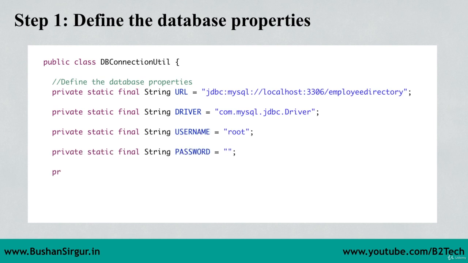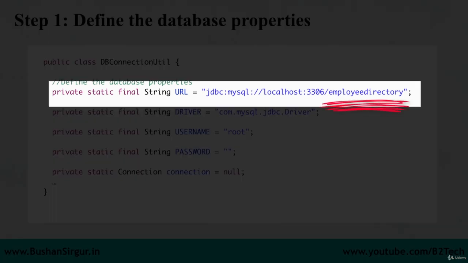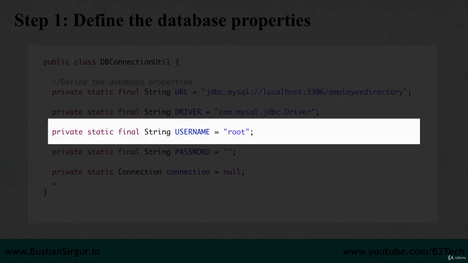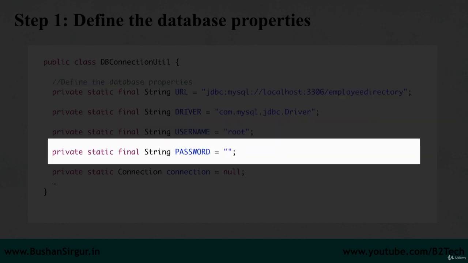Alright, the first step is to define the database properties. The URL, driver, username, and password. We will also be creating a reference variable for the connection object. In the URL, employee directory, which is nothing but a database name, the username root, password. I have not set any password to my database, so I leave the password field blank. If you set any password to your MySQL database, you can specify it here.